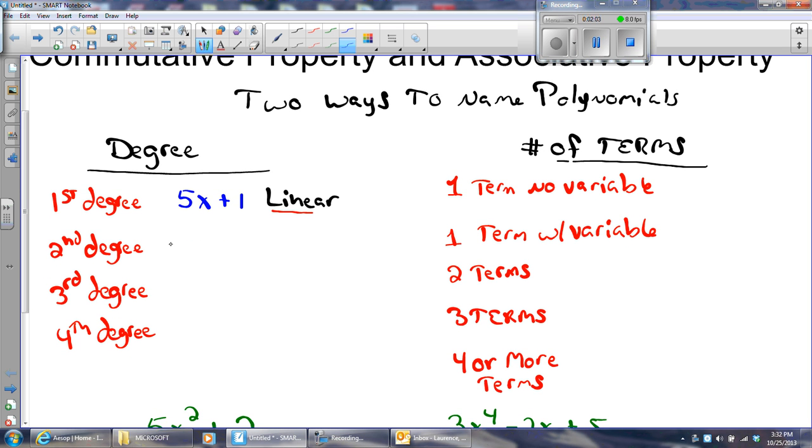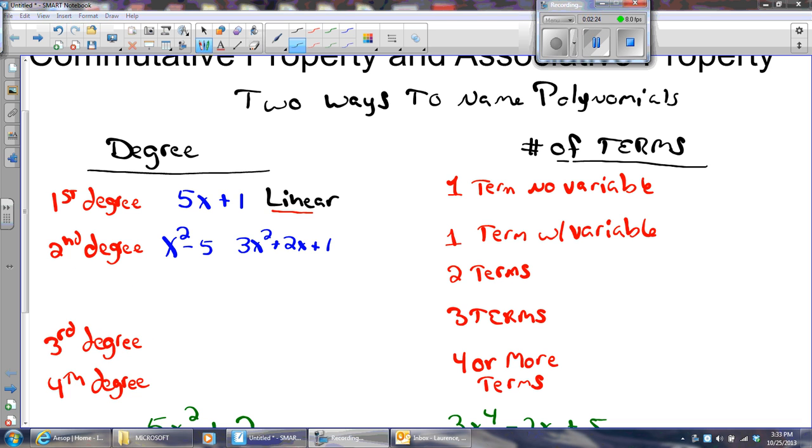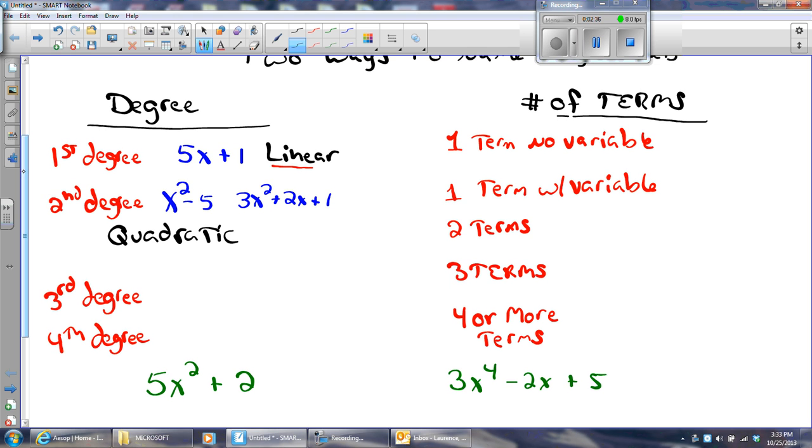A second degree polynomial, like x squared minus 5, or better yet, 3x squared plus 2x plus 1, is said to be quadratic. These are quadratic. Let me write this down in here. I don't have enough room to write. Hold on a second. This is said to be quadratic. If its highest power is 2, it's quadratic. Later on, we're going to learn something called the quadratic formula. You've heard me talk about x equals negative b plus or minus the square root of b squared minus 4ac all over 2a. That's the quadratic formula. We'll have to learn that later.